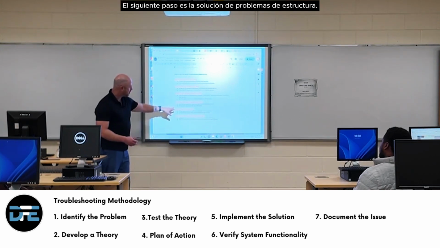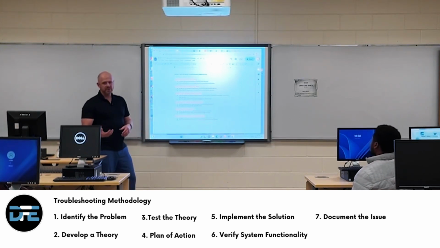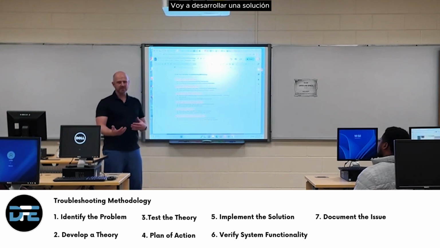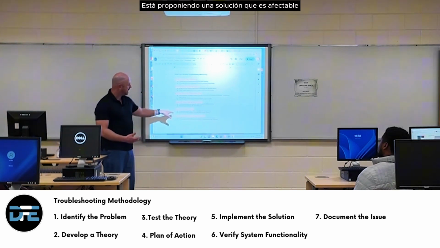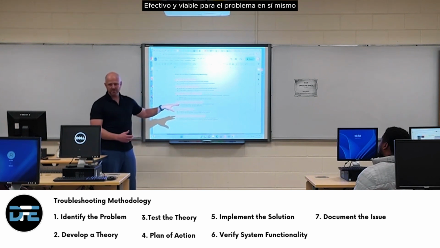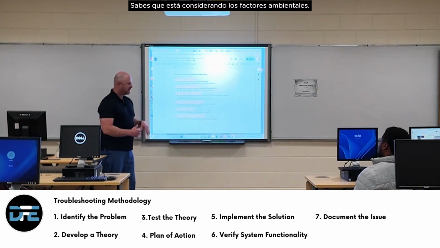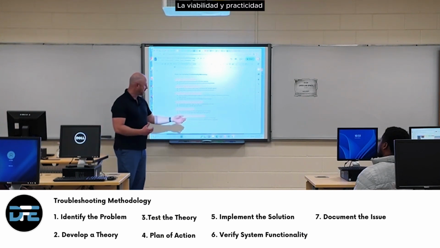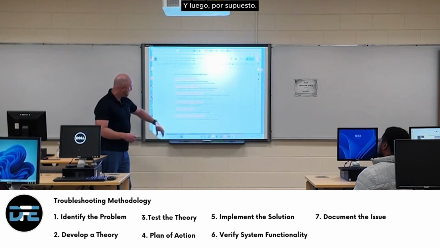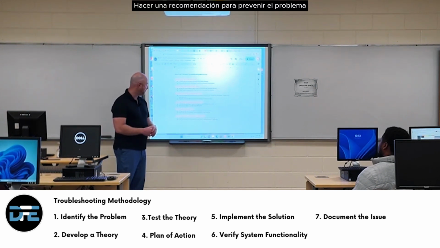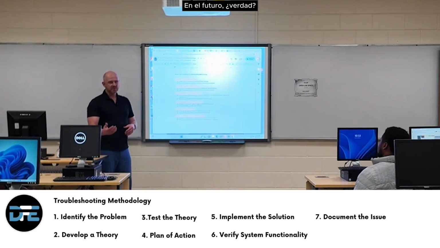Next step is structured troubleshooting. So how are you, with your technical knowledge, going to develop a solution? Once you've thought about the solution, it's proposing a solution that's effective and viable for the problem in itself. It's considering the environmental factors, the feasibility and practicality. And that's going to differ based on the scenario, right? And then, of course, making a recommendation for preventing the problem in the future.